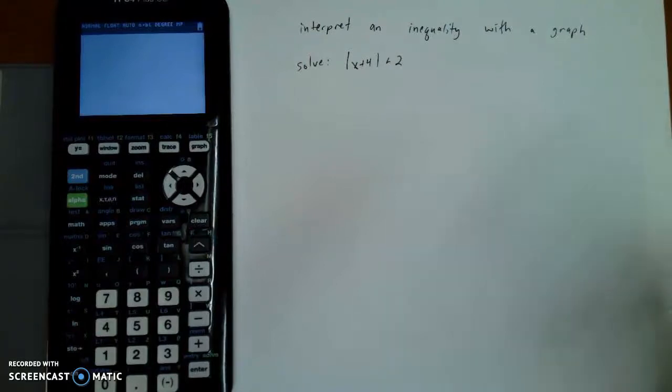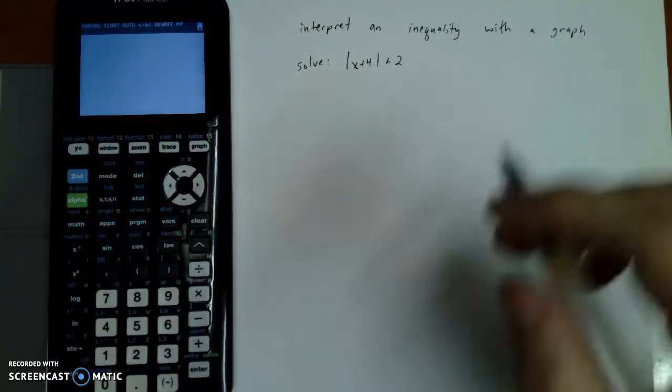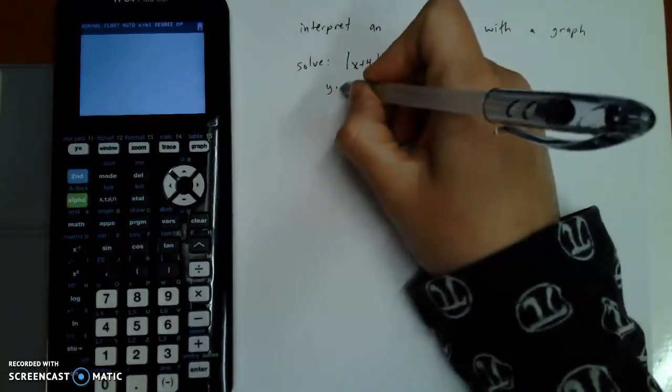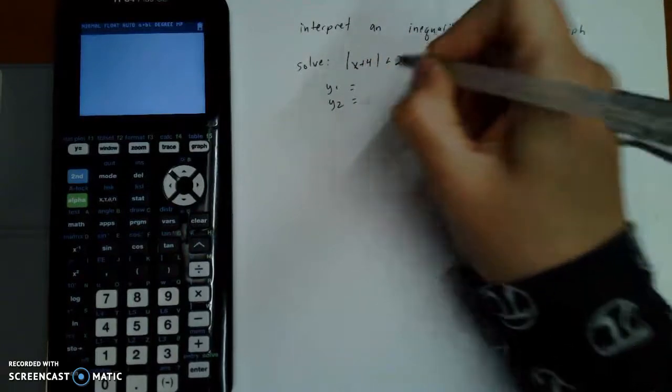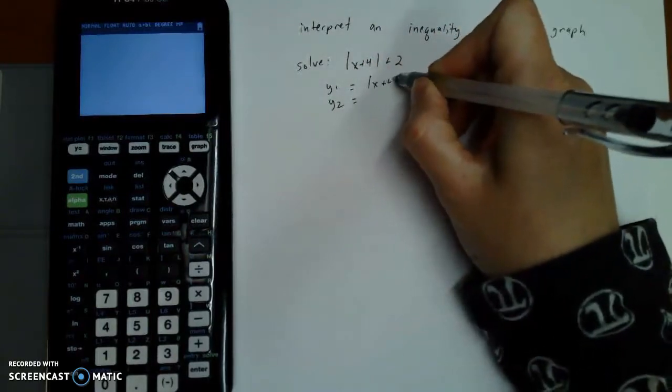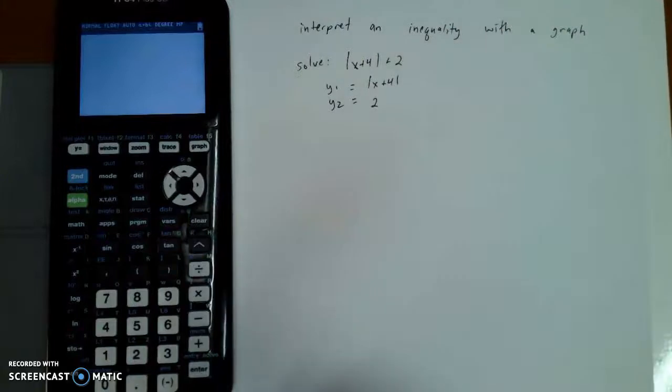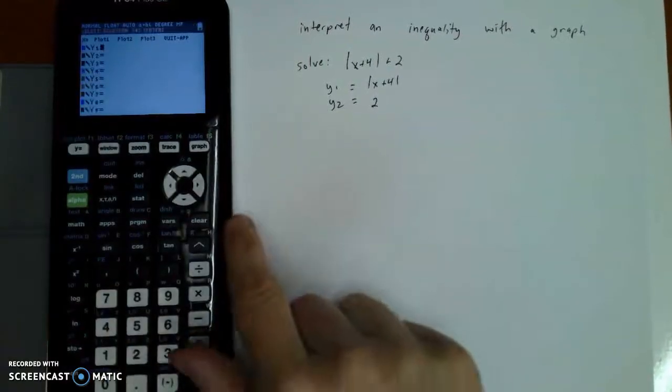Now, anytime you use a calculator, I generally recommend doing two lines. So I'm going to have the left-hand side be one line and the right-hand side be the other line. I use this for equal problems as well. So let's go to y equals.